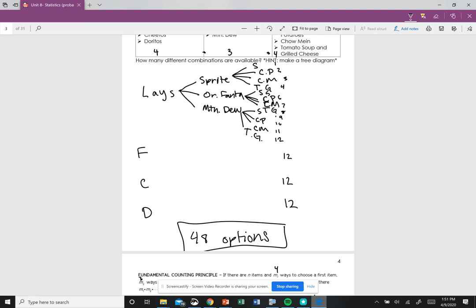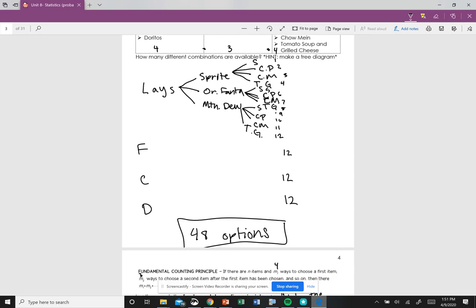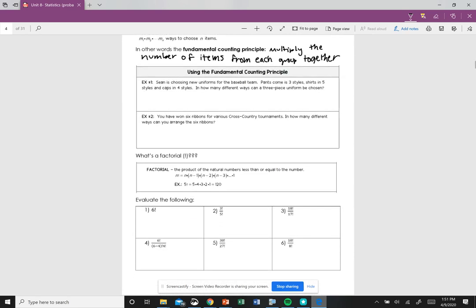Well, that's 12. And then for every one here, there's 4 options to choose from here. And then if we do that 3 times, that's just 3 times 4. So then we do 4 times 3 times 4, which gets us 48 options in total. All right, let's try this out.